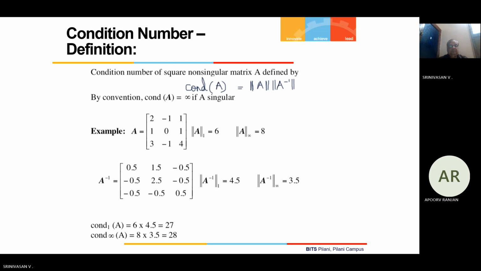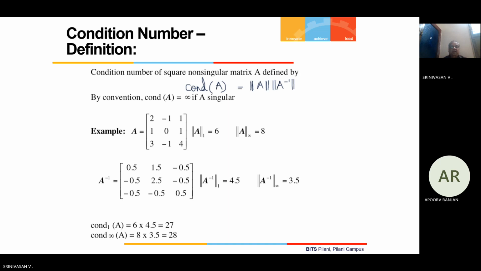Condition number definition. The condition number of a square non-singular matrix means determinant A is not equal to 0. A matrix is said to be non-singular if its determinant is non-zero. The condition number of a square non-singular matrix A is defined by COND, that is, condition of A equals norm A into norm A inverse.